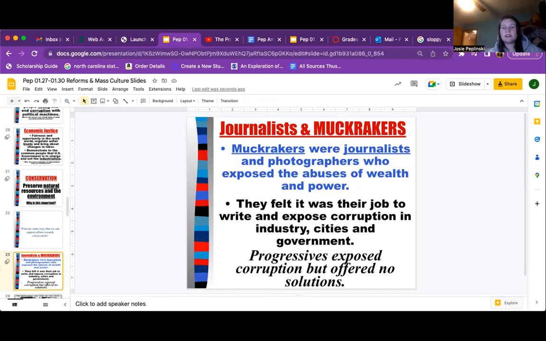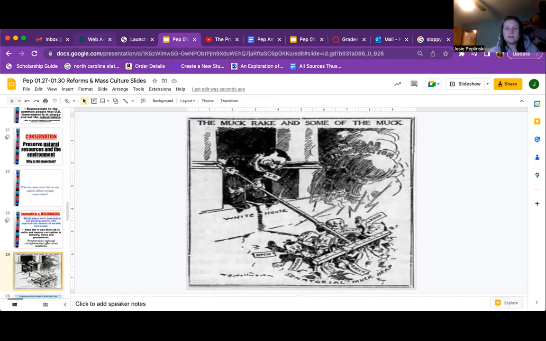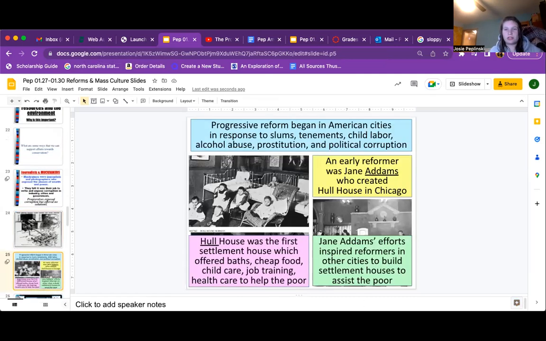Muckrakers were journalists and photographers who exposed the abuses of wealth and power. They felt it was their job to write and expose about corruption in the industry, cities, and government. Progressives exposed corruption but offered no solutions. This is an example of a political cartoon that might be created about a muckraker. So this would be the muckraker pushing these ideas, trying to mop them up, expose them, and hopefully clean them with their exposure by convincing people to create policies.